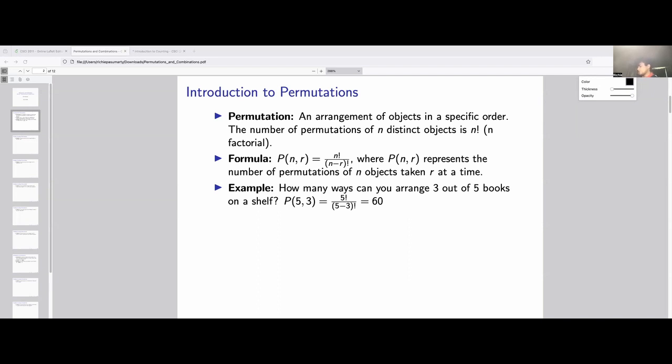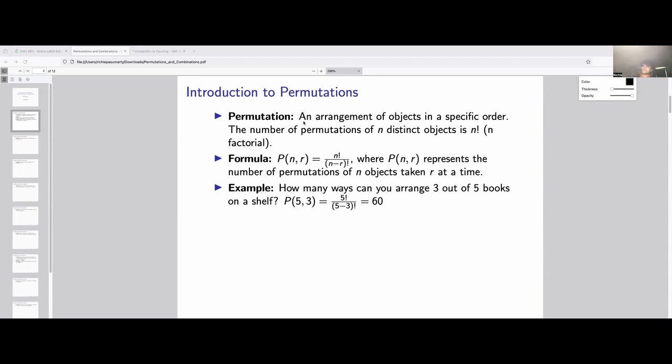In this video, we're going to be talking about permutations and combinations, the distinctions between them, and circumstances where problems involve permutations and problems involve combinations. All right, so let's get started with permutations.